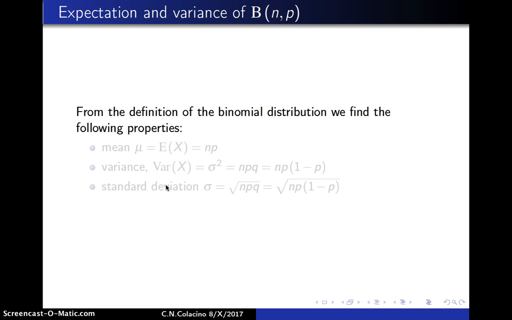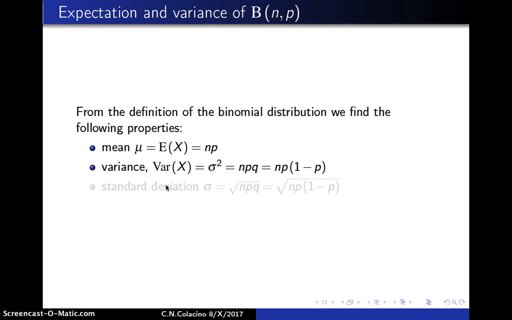Expectation and variance of the binomial distribution. From the definition of the binomial distribution, we find the following properties. The expected value, the mean, mu, is equal to n times p. Obviously, if you toss a coin 1,000 times, you expect roughly 500 heads. If you roll a die 600 times, you expect roughly 100 sixes.